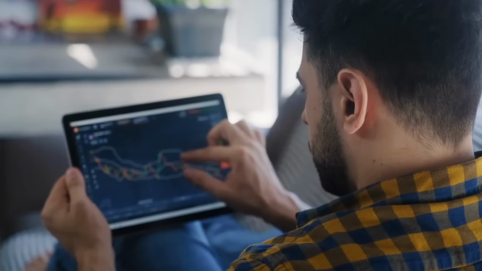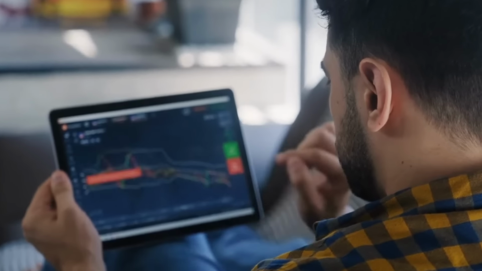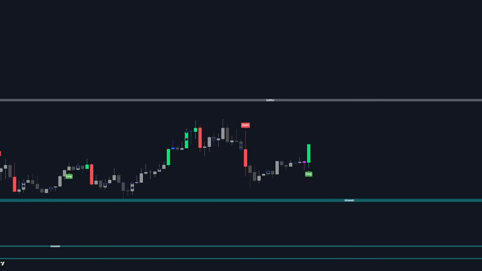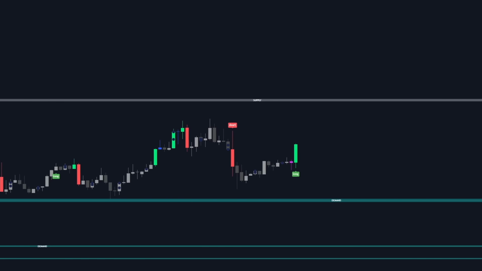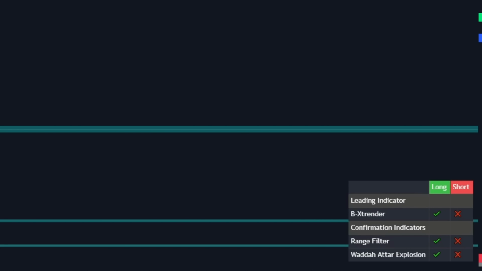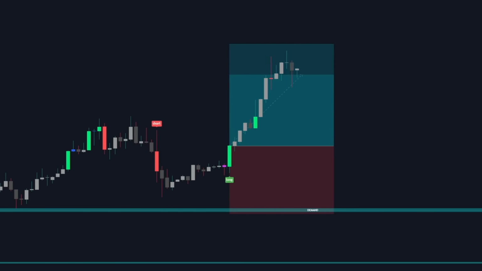Remember, this Supertrend EMA MACD combination is just one example of what's possible. You could build completely different strategies tailored to your specific needs. Maybe you prefer something faster paced for day trading using indicators like BX Trender combined with range filters and Wada-Atar Explosion. The fundamental process remains beautifully consistent. Configure your strategy, wait for the signal, check the context, and manage the trade professionally.